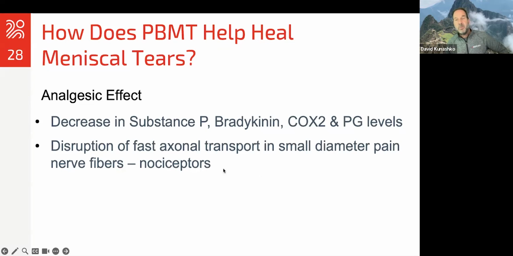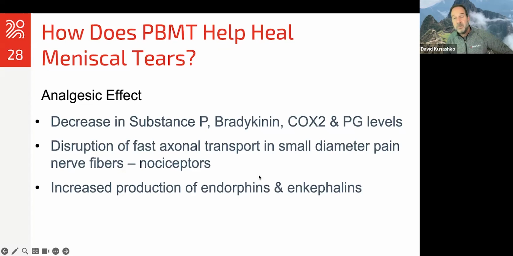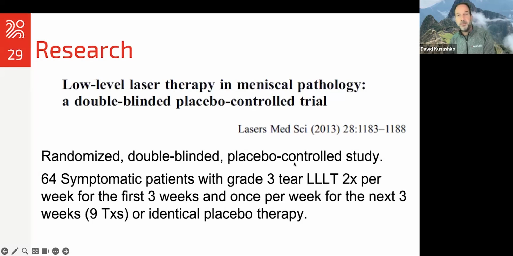And I've mentioned before about some analgesic effects of photobiomodulation, where it can actually temporarily block transmission of pain in A delta and C fibers. This is very helpful in temporarily reducing pain. It's also been associated with an increase in endorphins and enkephalins, so your own body's natural painkillers as well.